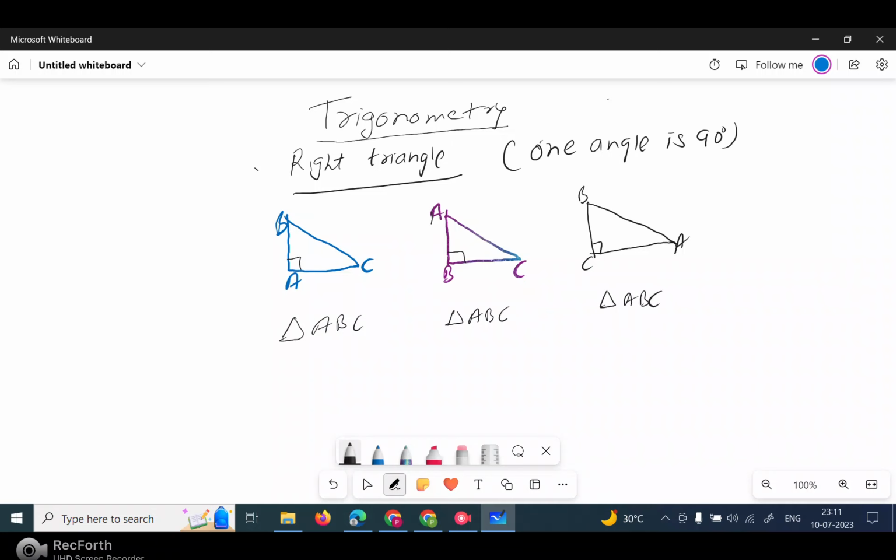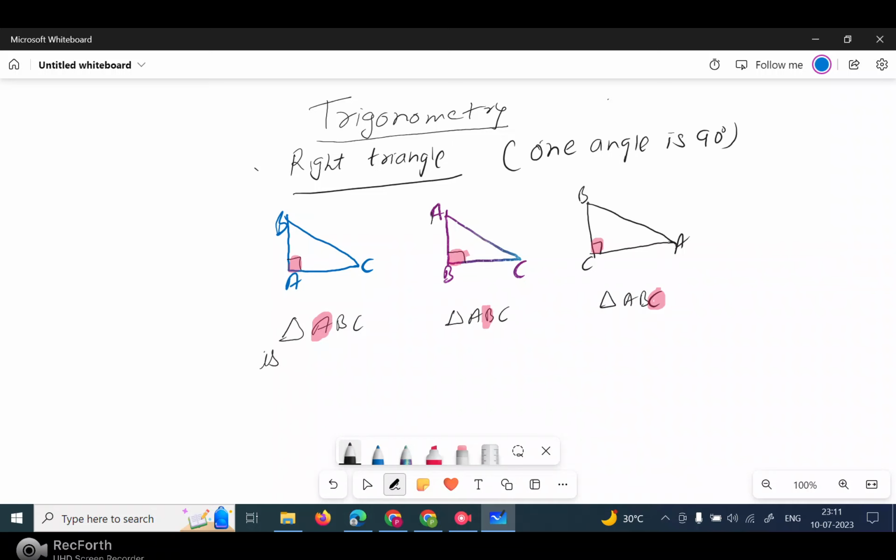So what difference do you see here in all these three different figures? You have to understand it. Now, where is the right angle in this triangle? At A. Where is the right angle in this triangle? At B. Where is the right angle in this triangle? At C. So you should know how to differentiate.